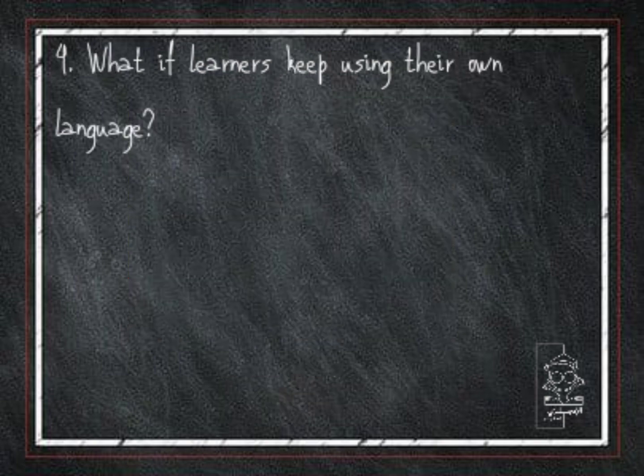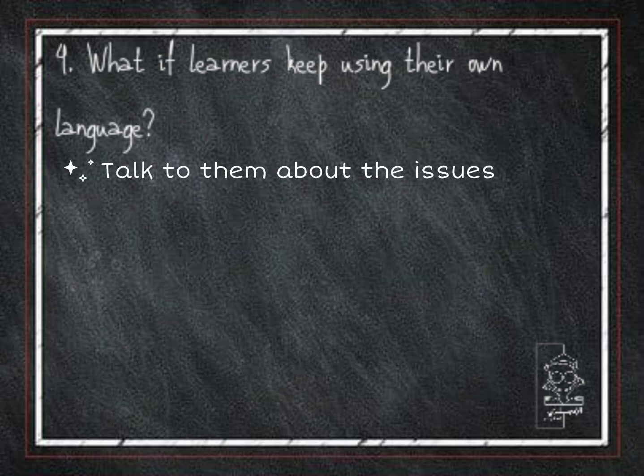What if learners keep using their own language? One of the problems that teachers sometimes face with students is that they use their native language rather than English. There are a number of things that can be done in this situation. First, talk to them about the issues. You can discuss with learners how they should feel about using English and/or their own language in the class, trying to explain that the overuse of their language means that they have less chances to learn English, that using their mother tongue during speaking activities denies them chances for rehearsal and feedback.